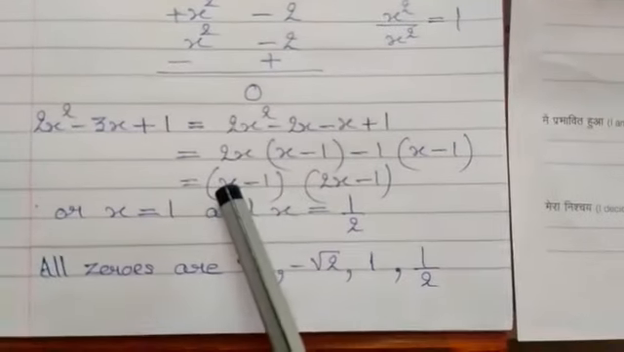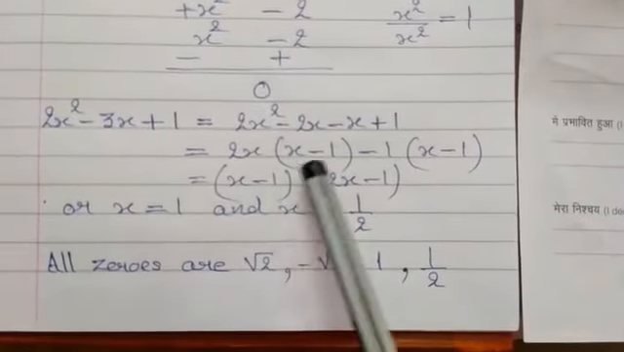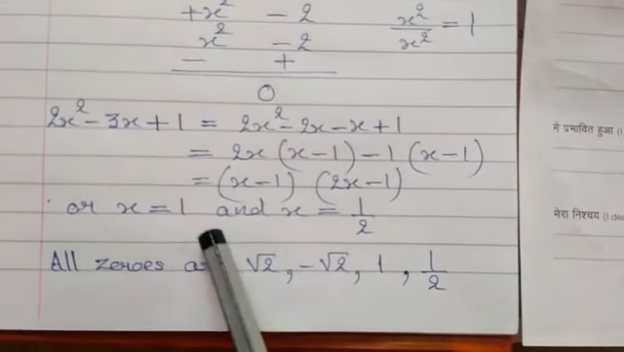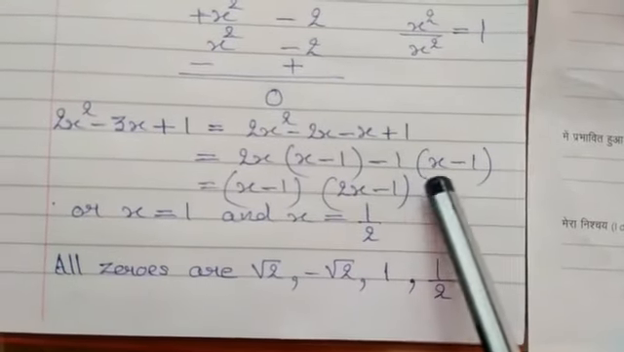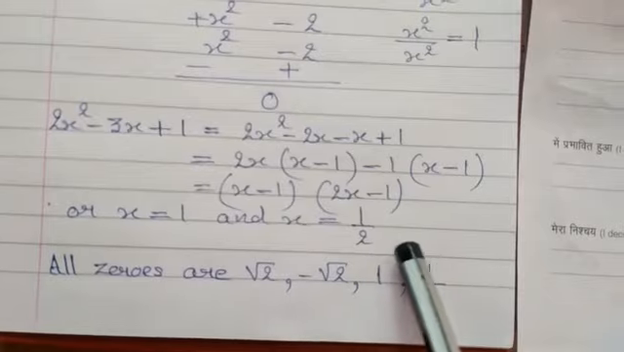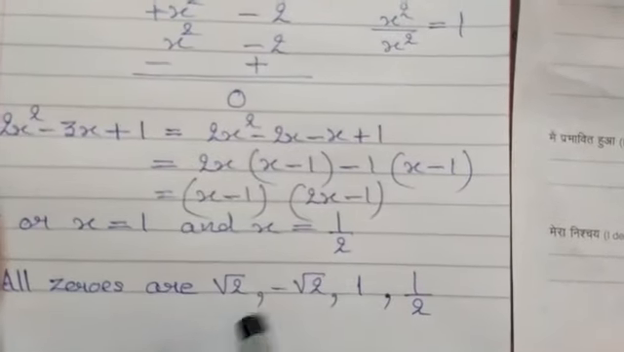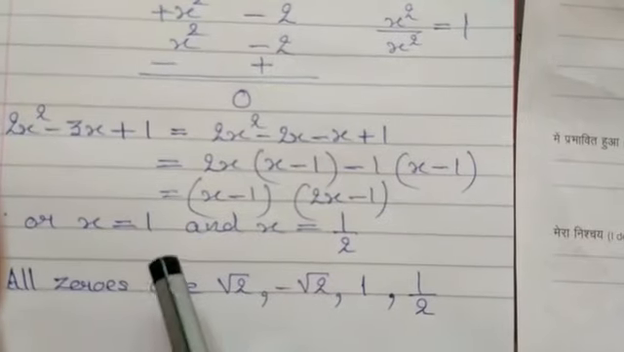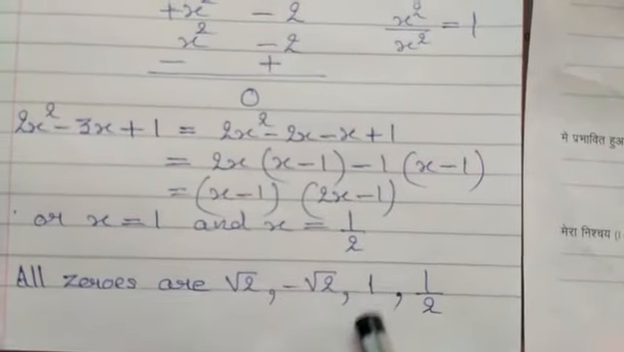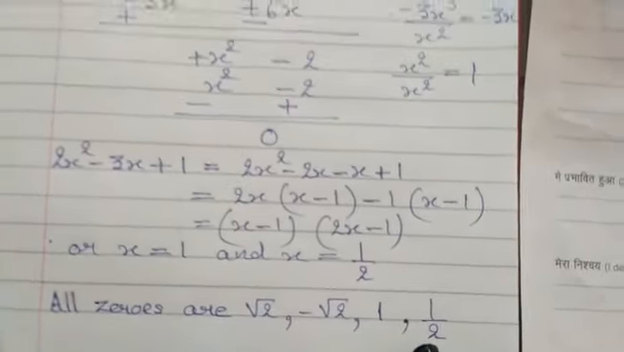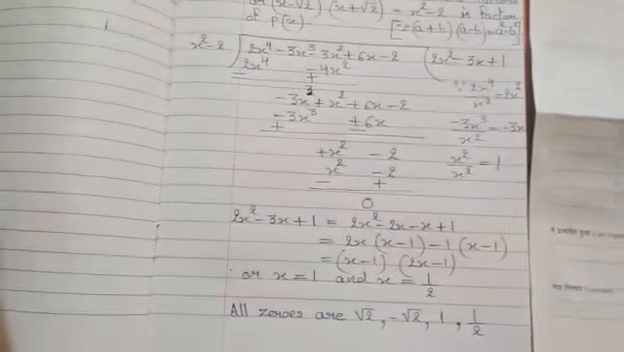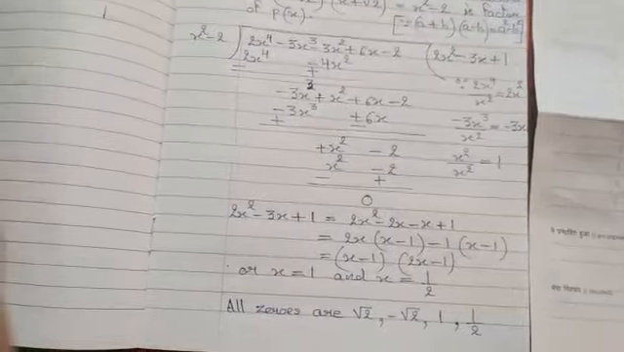So from here the value of x: x minus 1 equals 0 means x equals 1. 2x minus 1 equals 0 means x equals 1 by 2. So 2 zeros were already given, root 2 and minus root 2. 2 more zeros we have got: x equals 1 and x equals 1 by 2. So this is also a very important question: how to find 2 more zeros if 2 zeros are given.